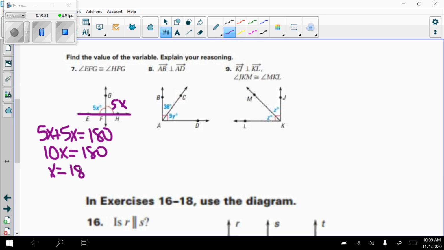It said, explain your reasoning. Well, what did we use? We used the definition of a straight angle. So this is a straight angle. Or we could have said supplementary. We knew that the two of them together were supplementary.